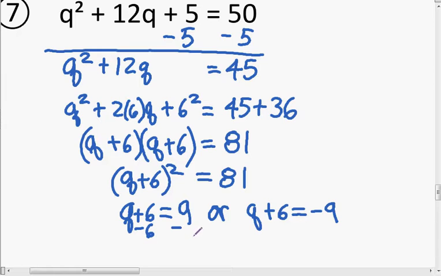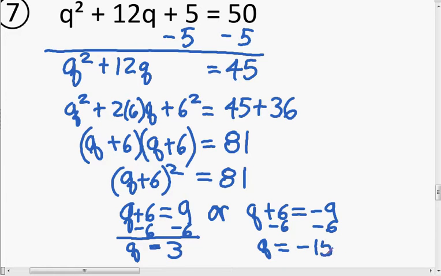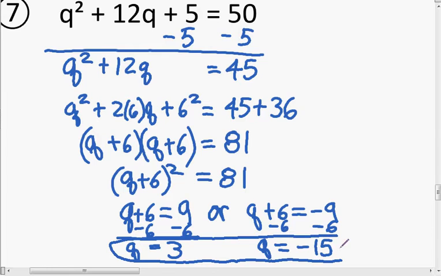I subtract 6 from both sides, again using the addition property of equality. q equals 3, or q equals negative 15. Again, "or" in my answer.